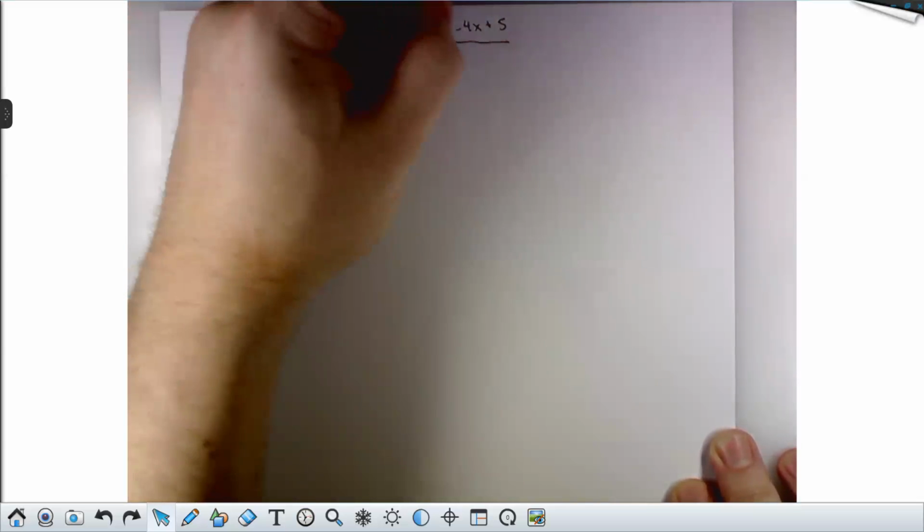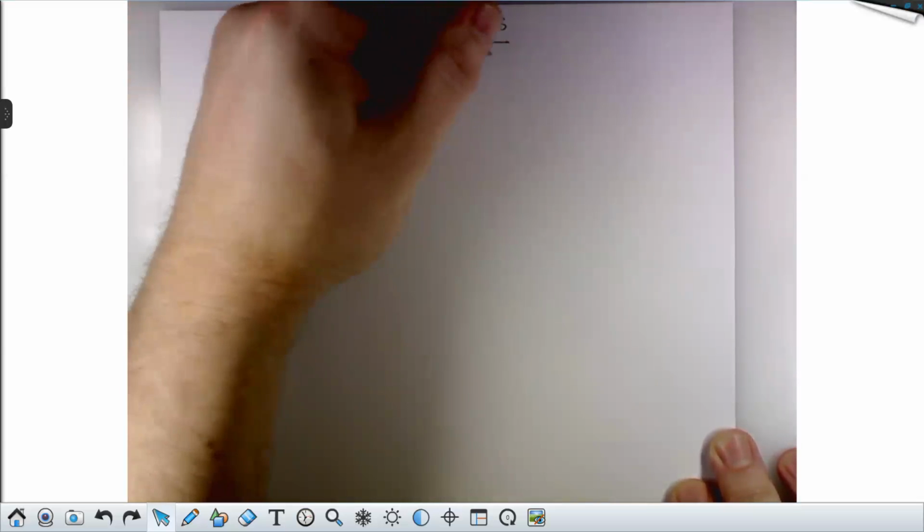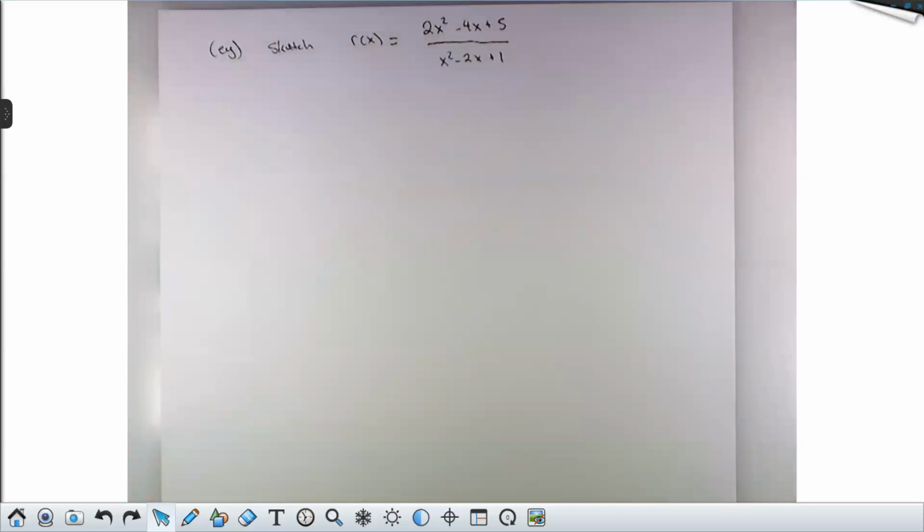Let's sketch the rational function r of x equals 2x squared minus 4x plus 5 over x squared minus 2x plus 1. Certainly, this is a rational function. The top and bottom are both polynomials. We can find asymptotes. Let's start there.